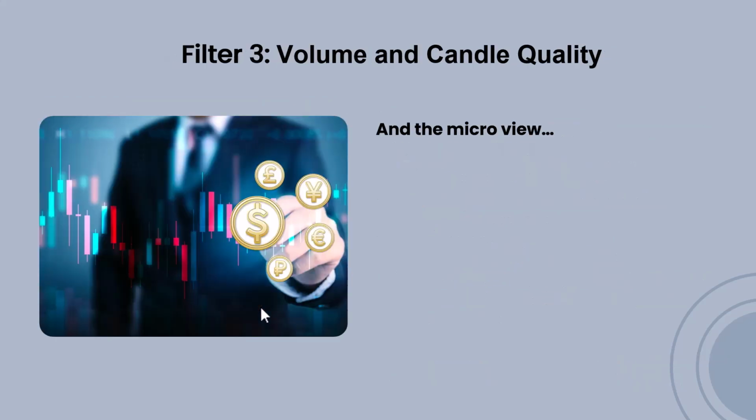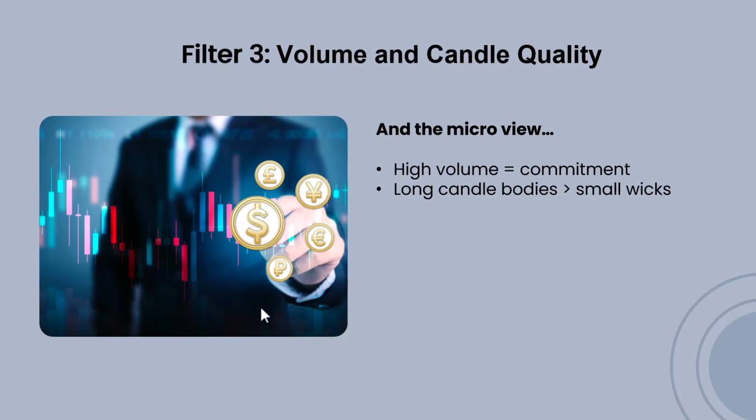Our third filter is looking right at the heart of the action. It's looking at volume and candle quality on the micro level at the point at which that engulfing candle occurs. So looking at high volume, as we've spoken about many times before and on other videos, is a sign of trader commitment to a potential move in either direction. There's no reason why this shouldn't be part of this strategy also.